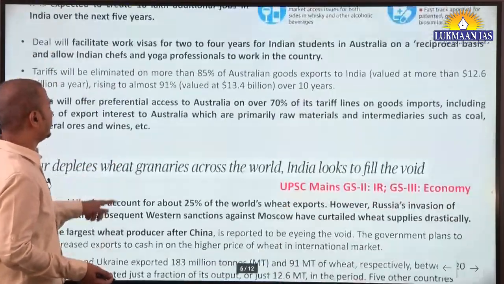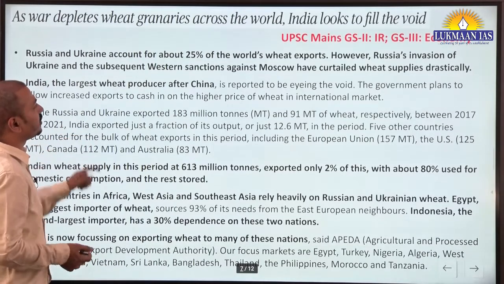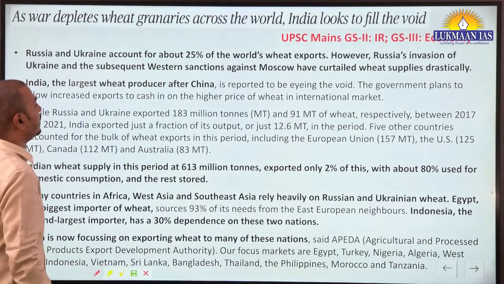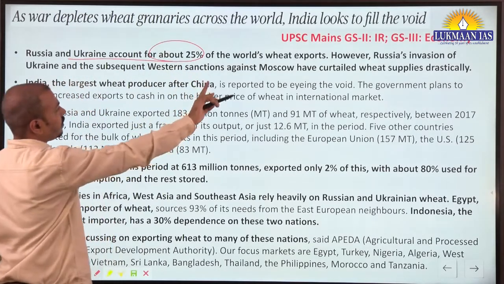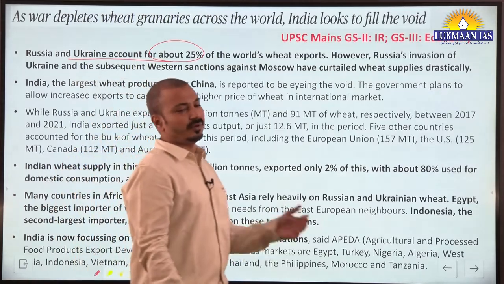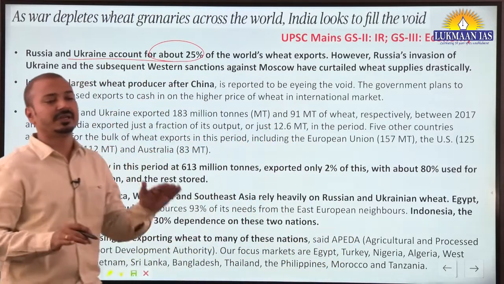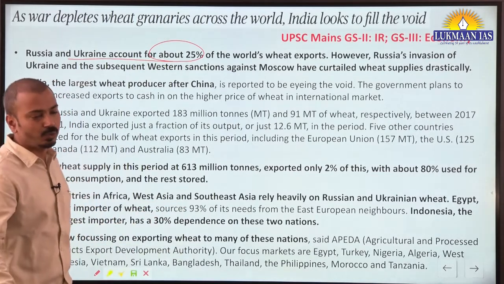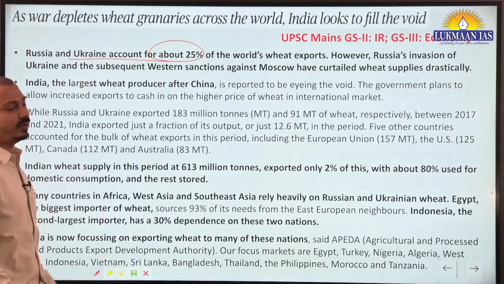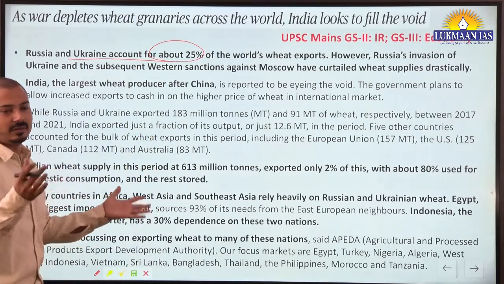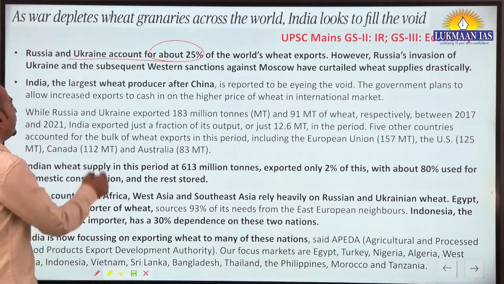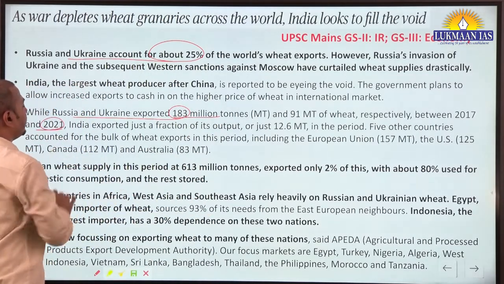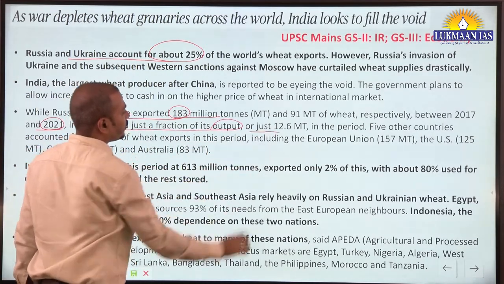Very important. Yes. As war depletes wheat granaries across the world, India looks to fill the void. Yes, so the important facts are mentioned here, so that's why we should cover it. Russia, Ukraine account for about 25% of world's wheat export. And now there is military conflict going on between these two countries and therefore a substantial decline in wheat export by these countries. That's why the countries which were earlier dependent on these countries' exports, like for example Egypt, largely dependent on Russia and Ukraine, are now looking for other markets for the import of wheat. While Russia, Ukraine exported 183 million tons and 91 million tons of wheat respectively between 2017 to 21, India exported just a fraction of its output, that is 12.6 million.